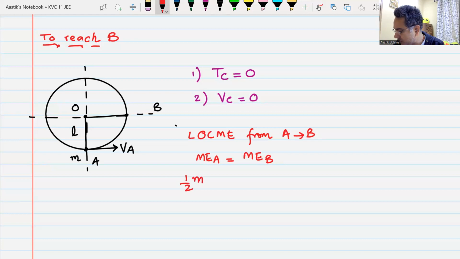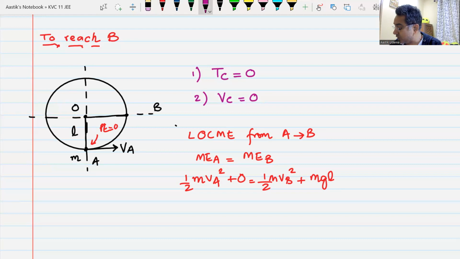Half m VA square, with the potential energy at this point called 0, plus 0, will be equal to half m VB square, which is also 0, plus the potential energy at this point, which will be equal to mgl. From this equation, you will get the velocity at point A.